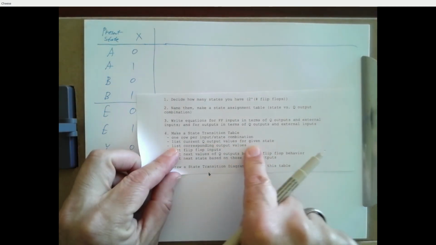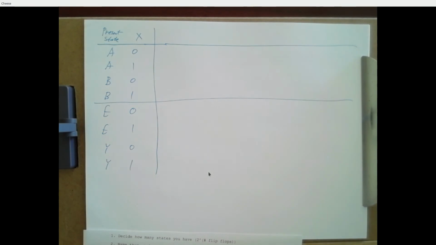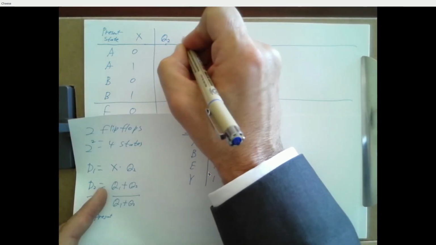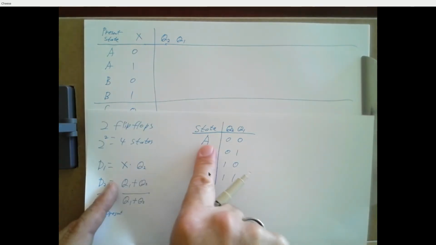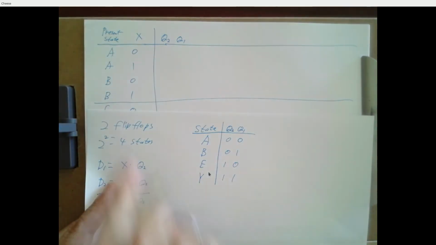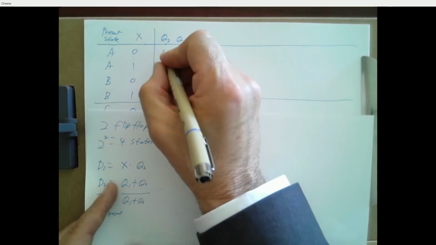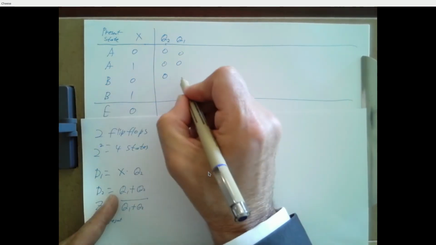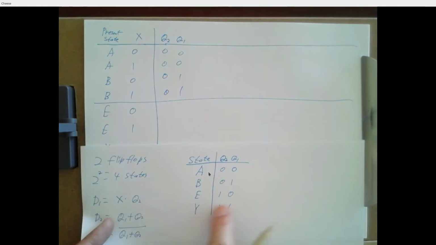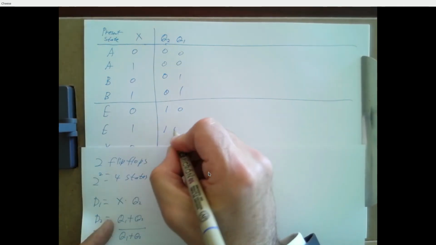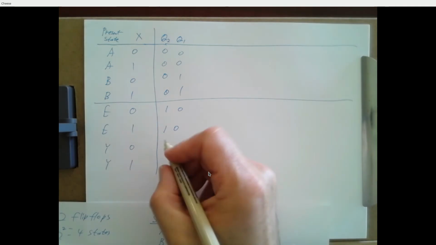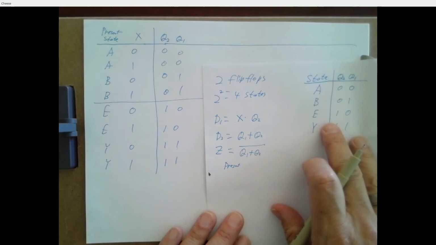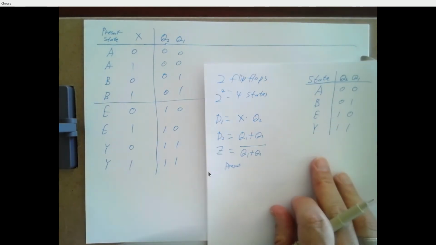List the current Q output values for the given state. So use your state assignment table and list the values for the current Q2 and Q1, and you're just copying from here into here. So for an A, both of these are 0. For a B, they're equal to 0, 1. For an E, they're equal to 1, 0. And for a Y, they're equal to 1, 1. So we've just copied those over from our assignment table.